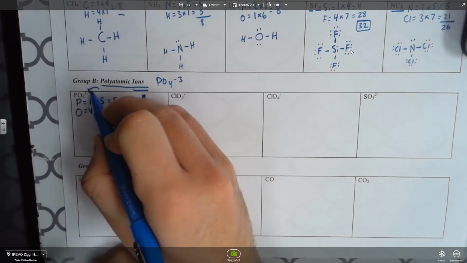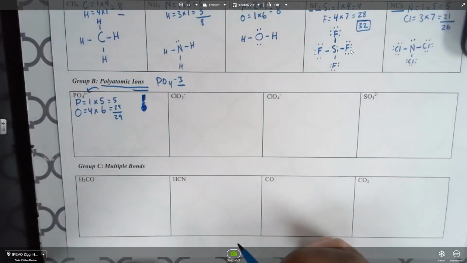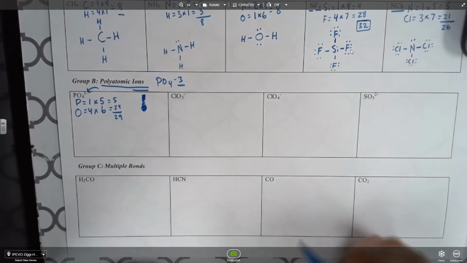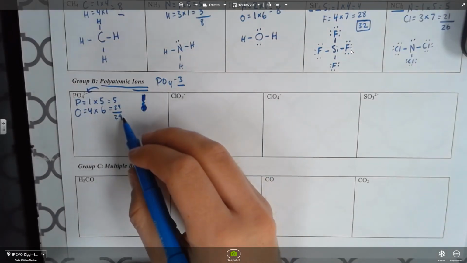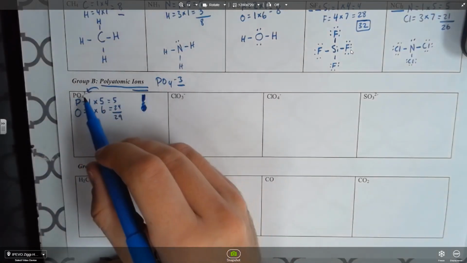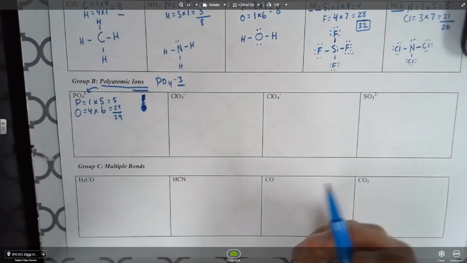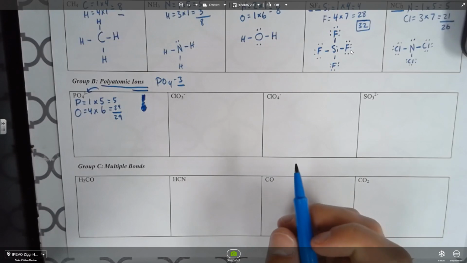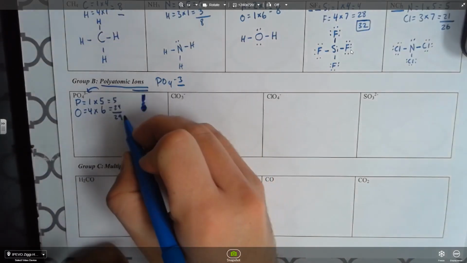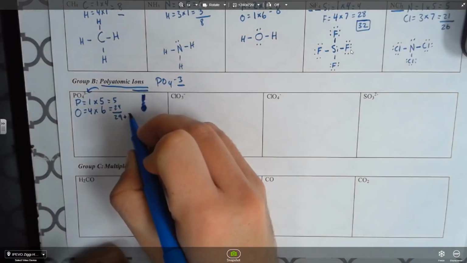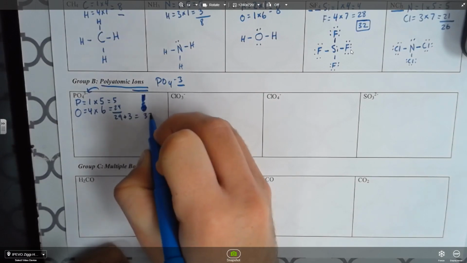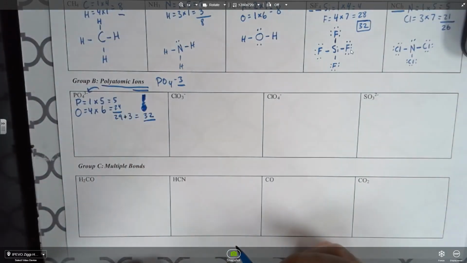You see this charge right here? This charge for this one is negative 3. We're talking about electrons here. You're adding the total number of valence electrons, okay? So when you have a negatively charged polyatomic ion, which is most polyatomic ions are negative, not all, but almost all of them are, you're going to add the charge to it. So 29 plus 3 equals 32, which is an even number, okay?